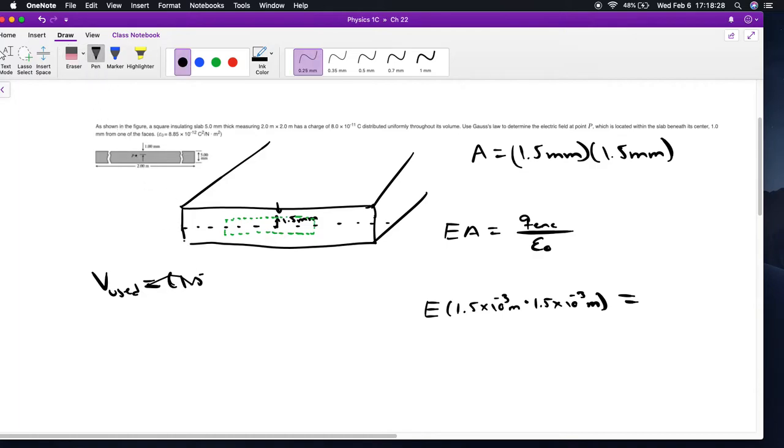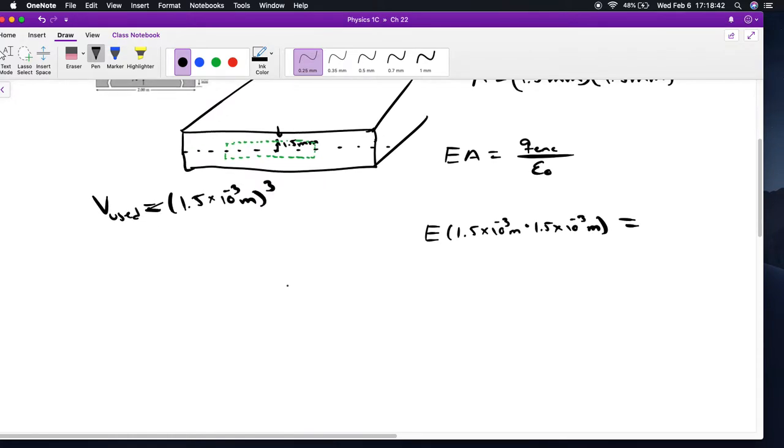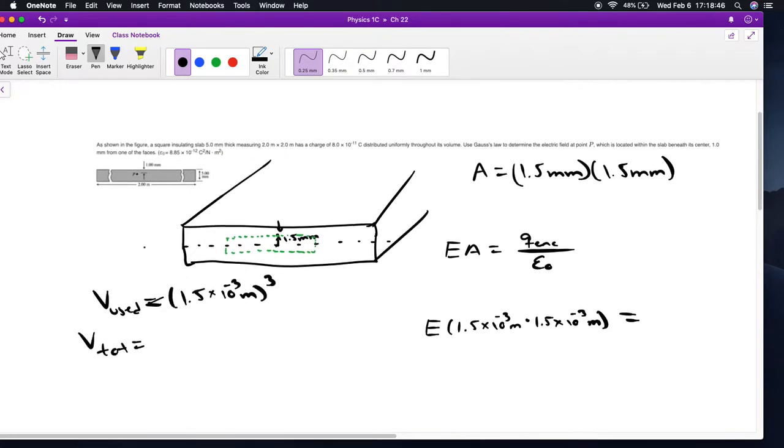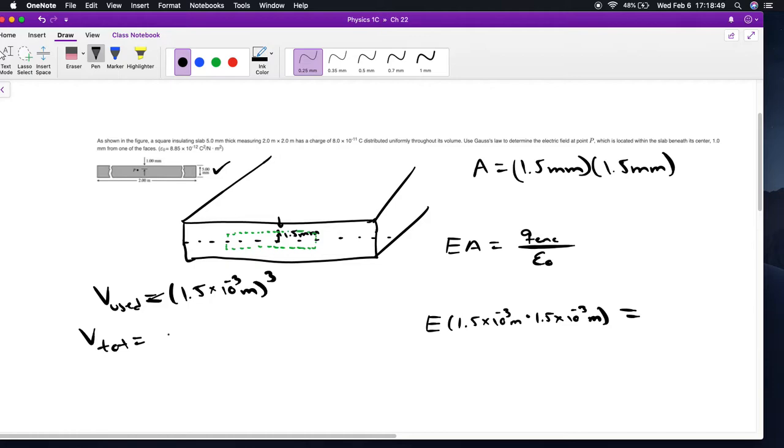It's just going to be 1.5 times 10 to the negative 3 meters cubed, because that is the volume of a cube, and the total volume is going to be 5.0 times 10 to the negative 3 meters times 2 meters and times another 2 meters. So times 4 meters squared.